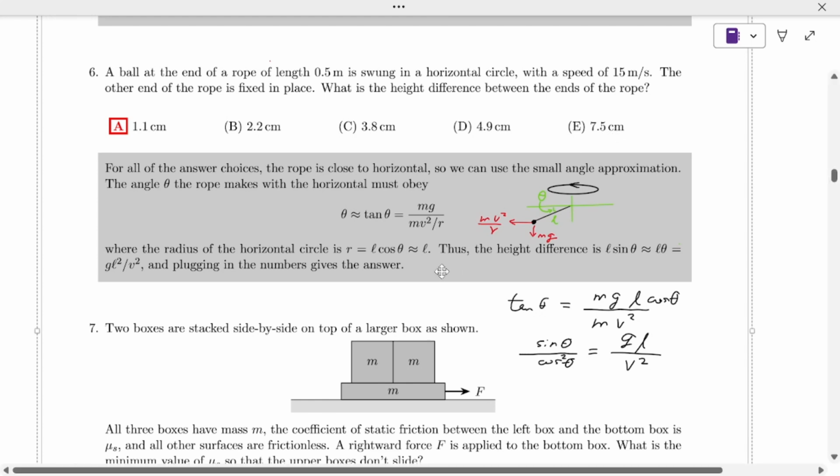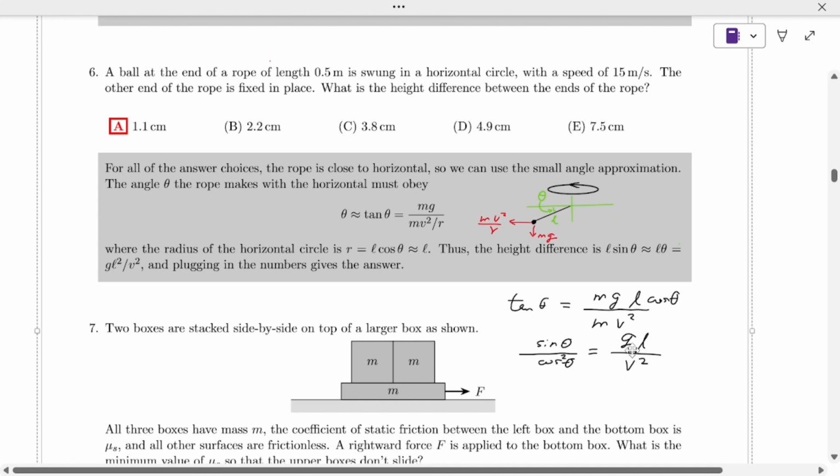So one way to do this might be to start by drawing this diagram, and realizing it's a balance between the centrifugal force, mv squared over r, and gravity, mg. Take this equation and plug in the relationship that the radius of the rotation is L cosine theta. Put those two together, and you arrive at this equation. Move all the angular stuff to the left-hand side, and you arrive here.